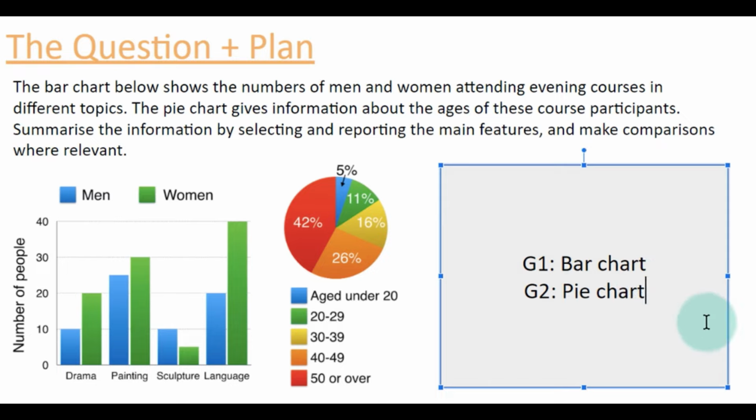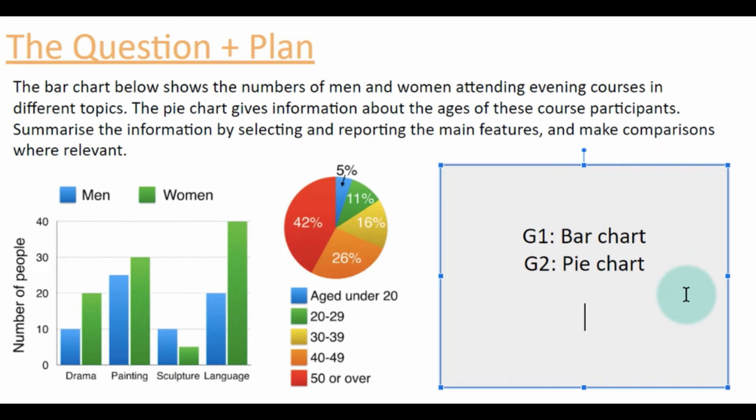So we have here our bar chart, which I will describe in detail in paragraph 1. And I'll describe the pie chart in detail in paragraph 2. There's still a lot of information that I can compare and describe between them. So I think having them separate doesn't matter too much. And I think it's going to be easier for the examiner to understand and read.